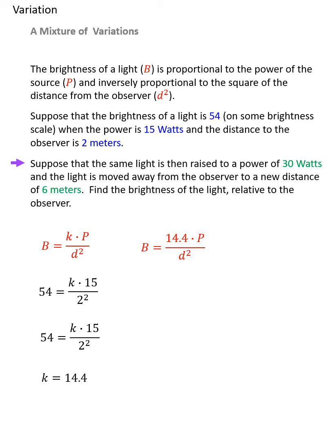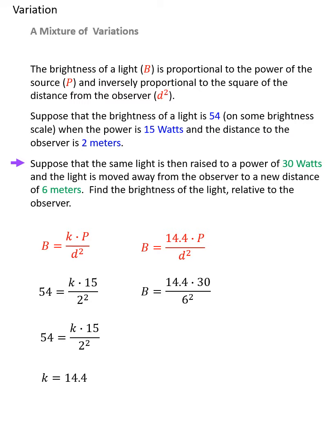Clearly, cranking up the power to 30 watts will make it brighter, but then moving it further away will make it appear less bright to the observer. And it's an interesting thought to ponder, which one of these will have a larger impact on the ultimate brightness. In other words, will it be higher than 54, which it was before we moved it and turned it up, or will it be lower? Well, the algebra will tell us.